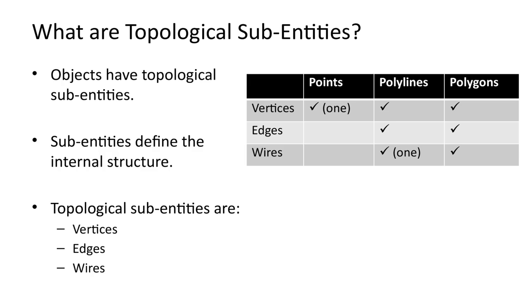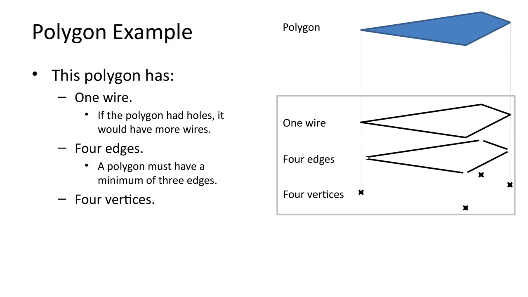Point objects only have a single vertex. Polyline objects have one wire with multiple edges and multiple vertices. Polygon objects have multiple wires, multiple edges, and multiple vertices. Let's look at an example of a polygon. For this example, the internal structure consists of 1 wire, 4 edges and 4 vertices. If the polygon had holes, it would also have a wire for each hole.